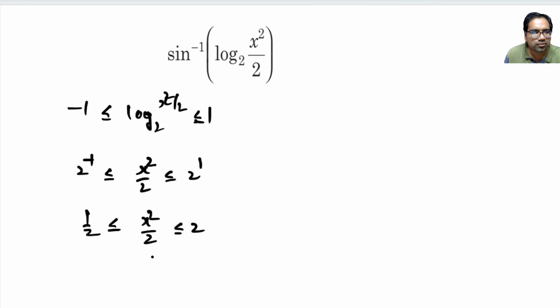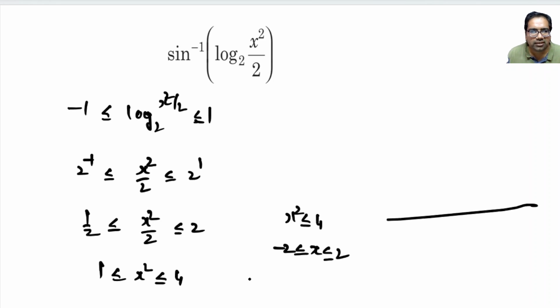that means 2 by 2. If we multiply with 2 on all the three terms, we'll get 1 less than or equal to x square less than or equal to 4. This is one part of the story. What does that mean? x square should be less than or equal to 4. What does that mean? Minus 2 should be less than or equal to x, which should be less than or equal to 2.